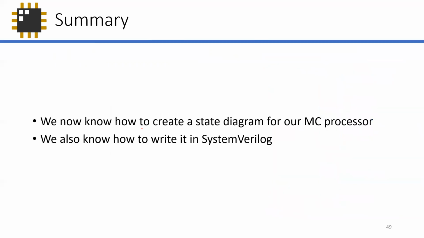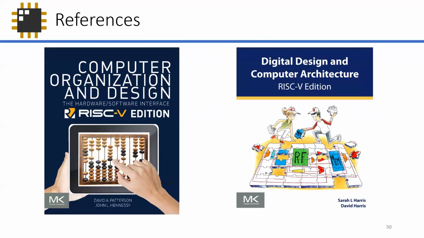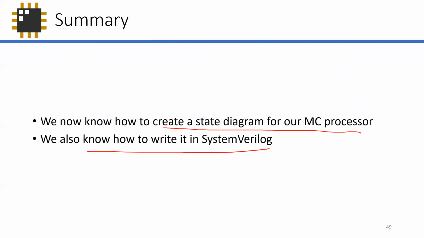Okay, so in summary, we know how to create a state diagram for a processor, and you also know how to write it in SystemVerilog. So that's pretty much it. That's the end of this discussion. Time check. Oh, fantastic, that is very quick. So I hope you guys understand how to make the finite state machine.